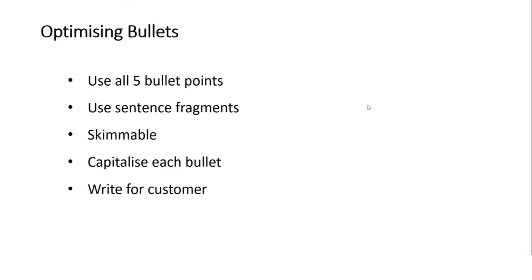When it comes to the bullet points, a seller should make sure that they use all 5 of the bullet points available. Don't feel that you need to write in full sentences. You can use sentence fragments. These bullet points should be pithy features of the product and should be easily skimmable. The beginning of each bullet point should be capitalized, and some people capitalize the full first part of the bullet point. Finally, as ever, you should write for the customer and ensure that they get the information they need to make this purchase.